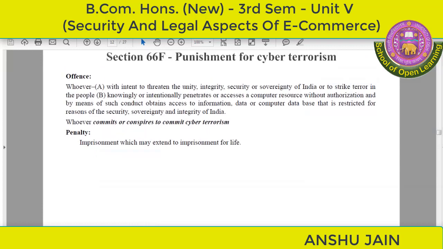66F section is talking about the punishment for cyber terrorism. I hope you do remember what do you mean by cyber terrorism.